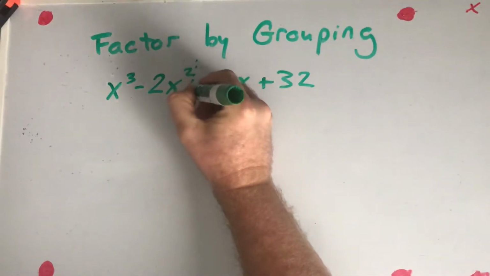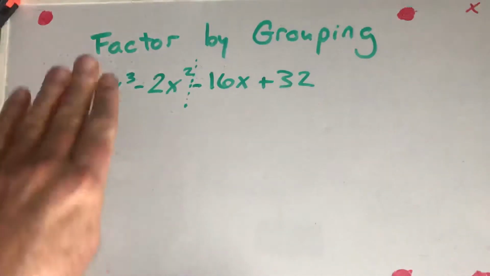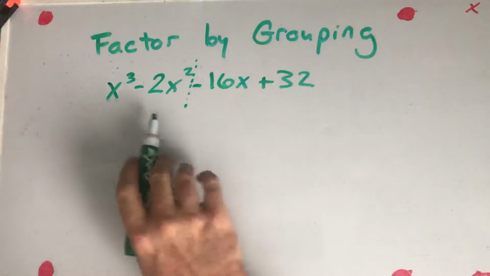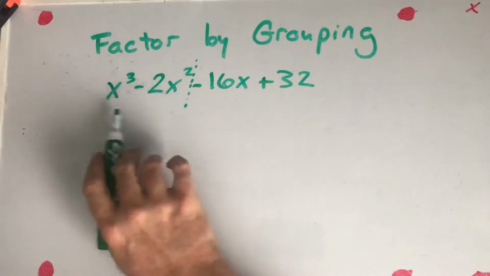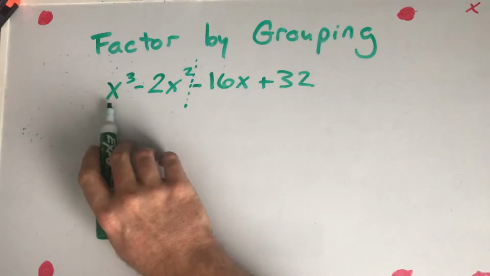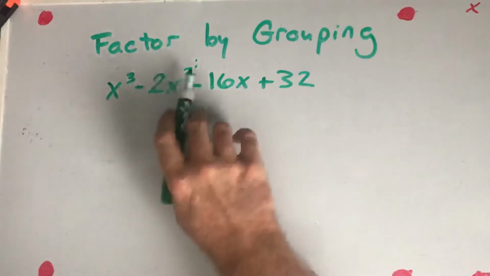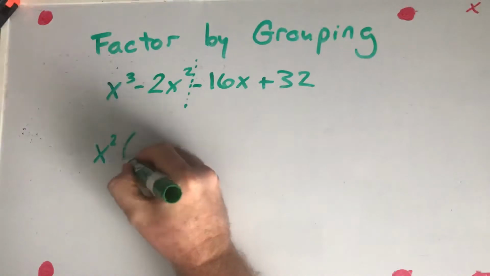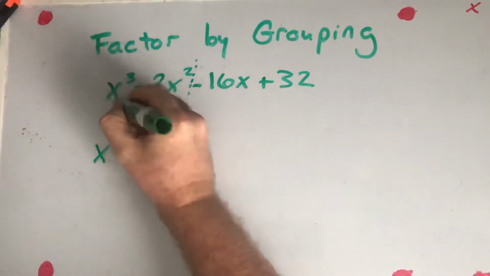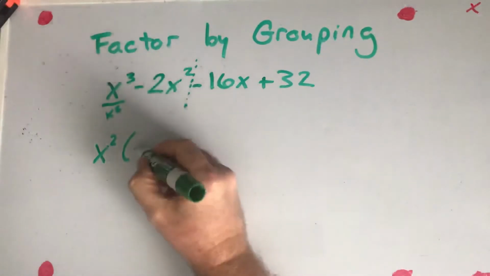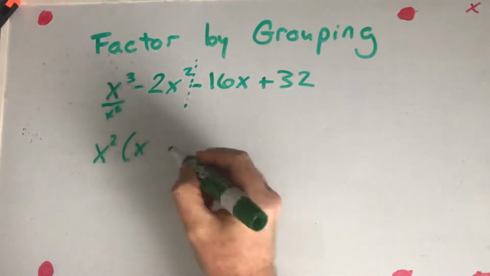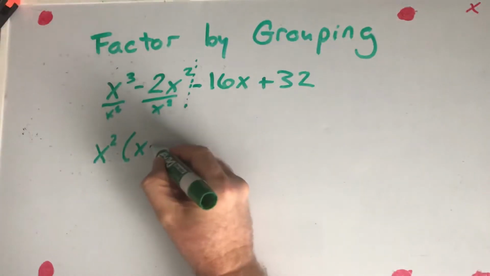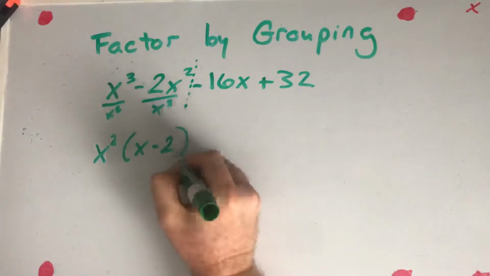So I'm going to put a dotted line here to break up the front and the back. And what I'm going to do is take this front part and see what I can factor out of this. I notice that I have an x to the third and an x squared. So that means I can actually factor out x squared out of both. So if I divide that by x squared, that leaves me with x. And if I divide that by x squared, that's going to leave me with minus 2.